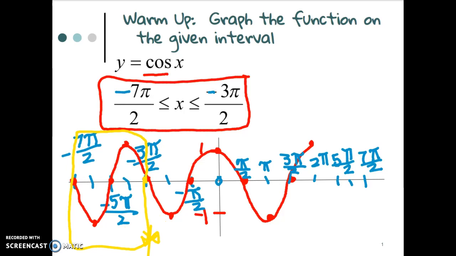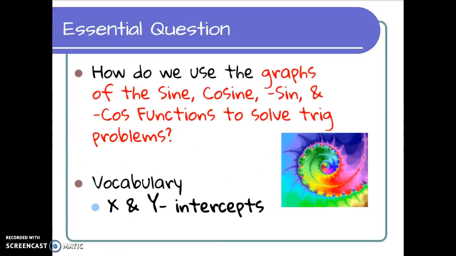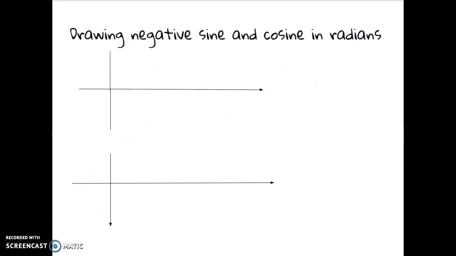All right, so now let's talk about the essential question. Yesterday we talked about positive sine and positive cosine. So your essential question for today is, what are the graphs of negative sine and negative cosine? Let's jump right into this and review a little bit, starting with positive sine.